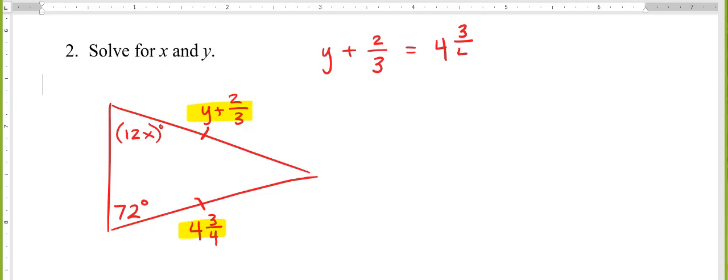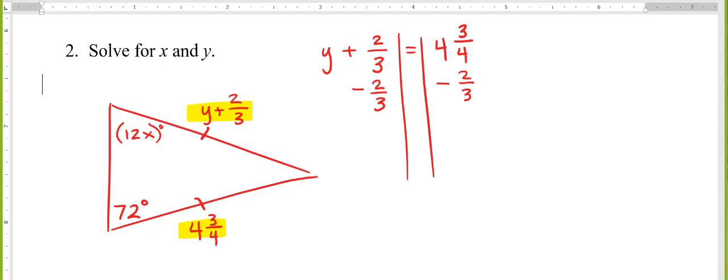What a great review of adding and subtracting fractions. Everybody wrinkle their nose and say, ugh. All right, what do we need to do to both sides? We need to subtract 2/3. So we get y equals something. Okay, 4 3/4 minus 2/3.